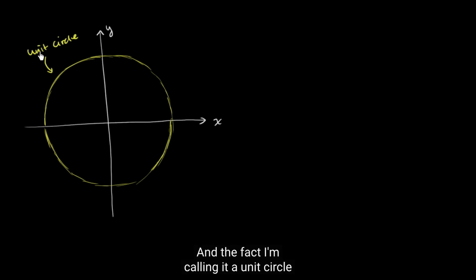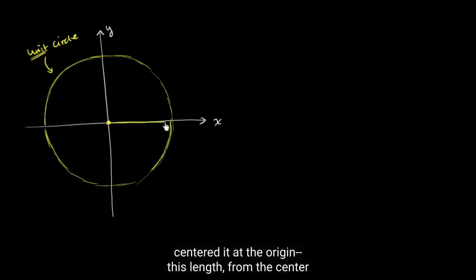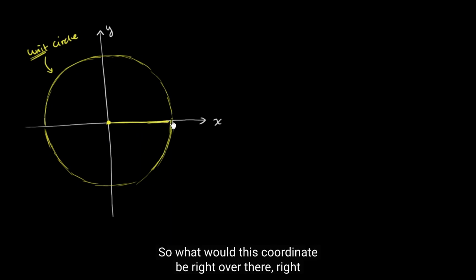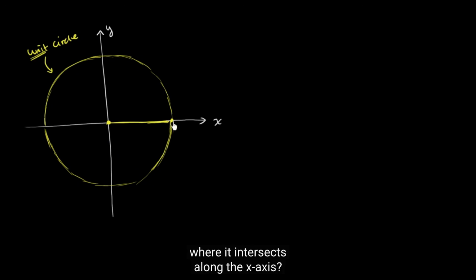And the fact that I'm calling it a unit circle means it has a radius of 1. So this length from the center, and I centered it at the origin, this length from the center to any point on the circle is of length 1. So what would this coordinate be right over there, right where it intersects along the x-axis? Well, x would be 1, y would be 0.